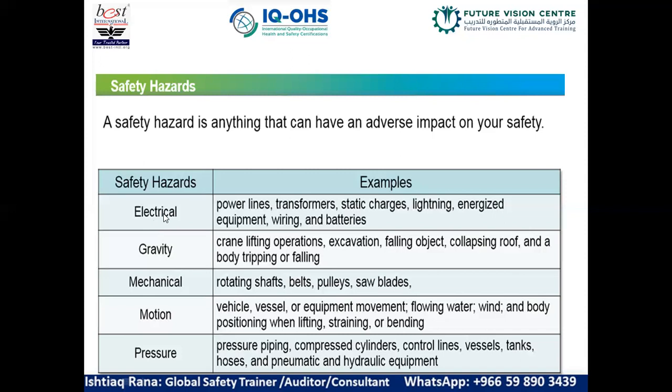One is safety hazard, the other one is health hazard. Under safety hazard, there are five subcategories on the left side: 1, 2, 3, 4, 5. Electrical, gravity, mechanical, motion and pressure. And there are several examples.